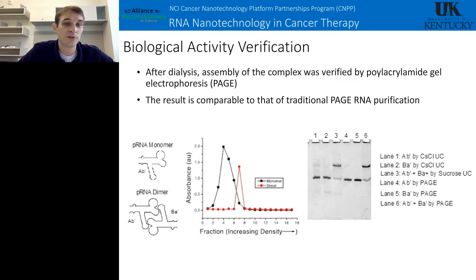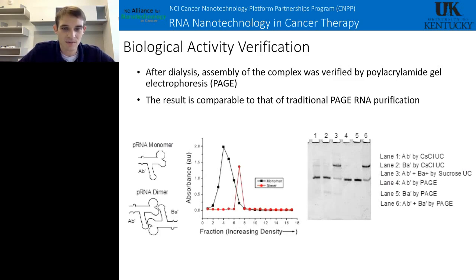it was important for me, at least for proof of concept, to verify the biological activity of the cesium chloride purified RNAs. So what you see on the very left is the difference in structure between a pRNA monomer and a pRNA dimer. And then in the middle is a plot of the absorbance of the fractions from a rate zonal gradient purification of, in black, the monomer, and in red, the dimer.